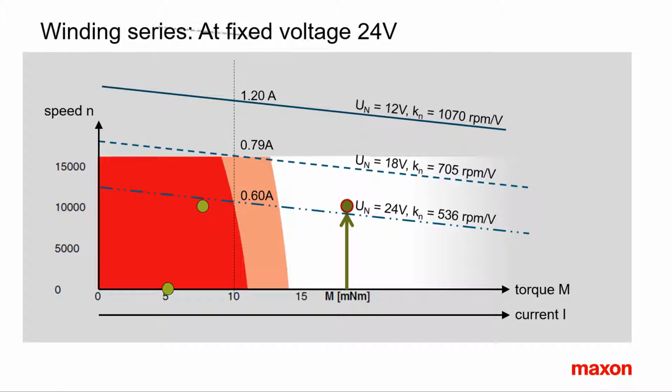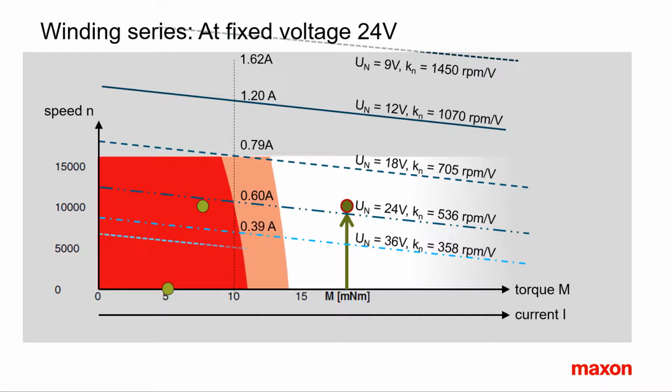The windings with 12 or 9 volt nominal voltage won't make good use of the 24 volts available, and the currents needed are even higher. The remaining two windings with higher nominal voltage cannot reach the required speed, because the speed constant is too low. In other words, the winding selection is a matter of calculating the minimum speed constant required to reach the speed under load.